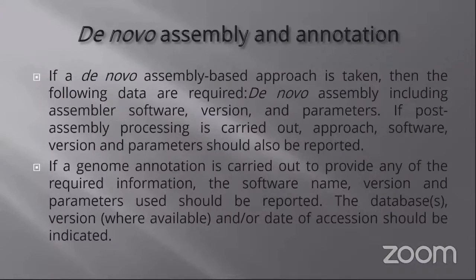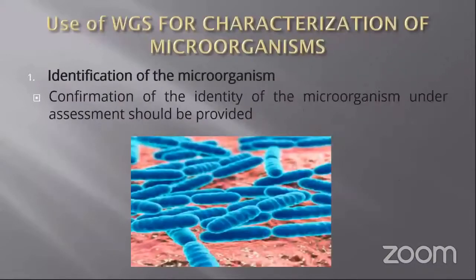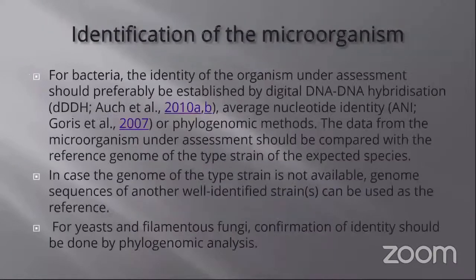Use of WGS for characterization of microorganisms. First is identification of microorganisms. Confirmation of the identity of the microorganism under assessment should be provided. Identification continued: for bacteria, the identity of the organism under assessment should preferably be established by digital DNA-DNA hybridization, average nucleotide identity, or phylogenomic methods.